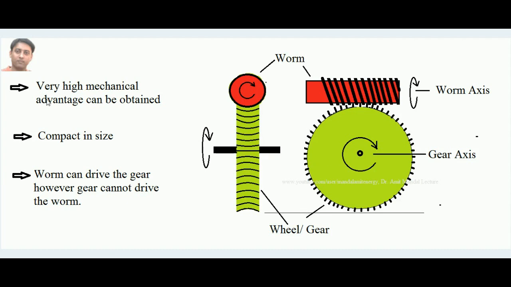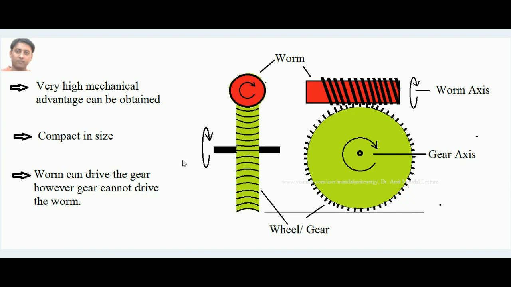Now, what is the advantage of this? A very high mechanical advantage can be obtained. Means if the torque applied on the worm is 1 Newton meter, you can obtain a torque on the axis of this gear of up to 100 Newton meter or even more, depending upon the diameter of this gear. And the size will be compact, because if we want a 1:100 mechanical advantage ratio, then with a smaller size we can obtain that mechanical advantage ratio.